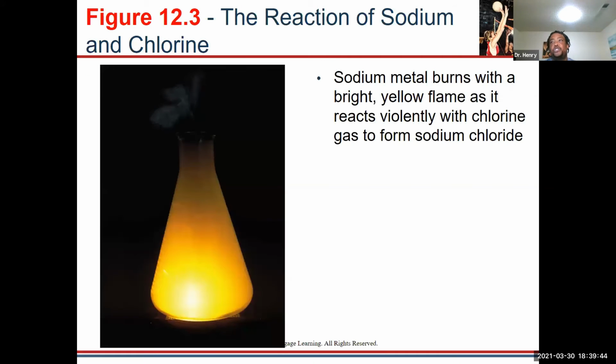Okay, so here's an example again, sodium chloride, right? Sodium metal is very, very volatile. The metal by itself is very, very reactive. Chlorine gas is very reactive. When you put them together, it makes this huge reaction, right? And then you get salt. Okay. And salt, how many of you guys eat salt?